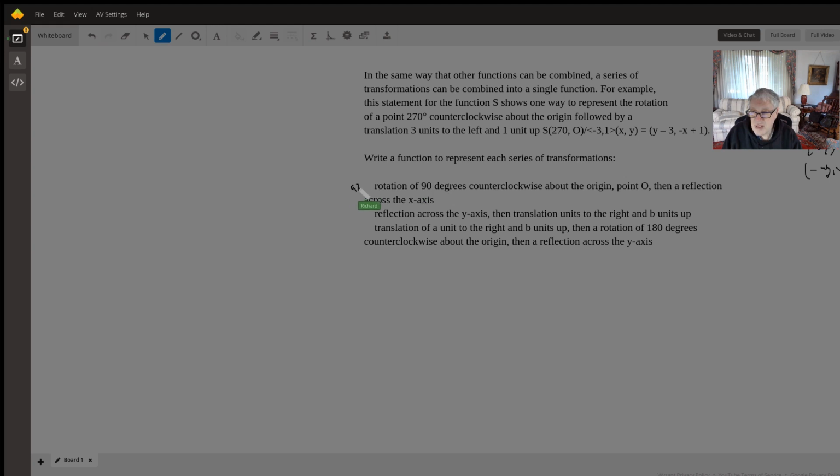So we'll call this A, B, and C here. So this is A. Okay, let's go down to B, reflection across the y-axis. So that's x comma y going to negative x comma y. And then you're going to take negative x comma y. What do they want us to do with that? Then translation, something units to the right and b units. We'll just assume this is a units to the right and b units up.